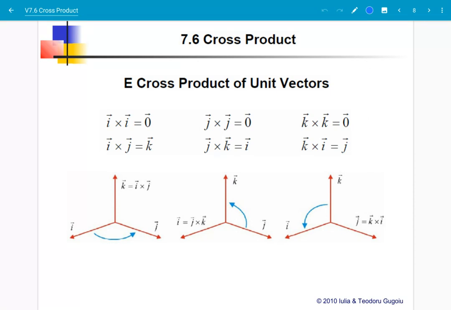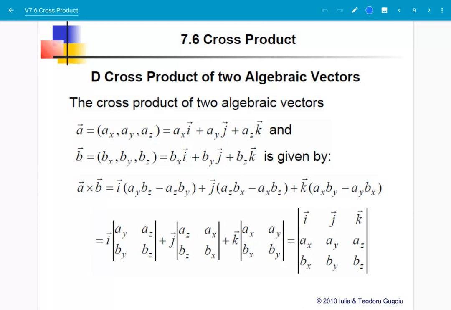Some specific cases. A vector crossed with itself gives 0, so all of these will be 0. And if you think about it, yes, i crossed with j gives you the k vector, j crossed with k gives you the i vector, and k crossed with i gives you the j vector. Yes, good. Now we're right away going from geometric to algebraic.